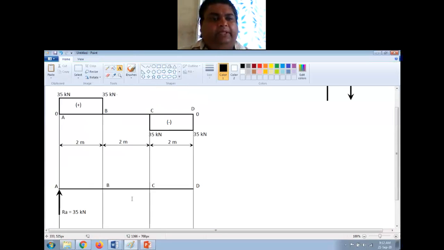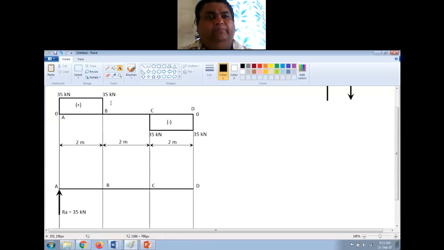Alright. Then again come back to the shear force diagram. Between A and B, there is no change in the shear force. It's a horizontal line. Here also it is 35. Here also it is 35 kilonewton. So it is a horizontal line like this. So there will be no load between A and B. If it were inclined, then it is UDL. But here it is not given anything like this. So there is no load.